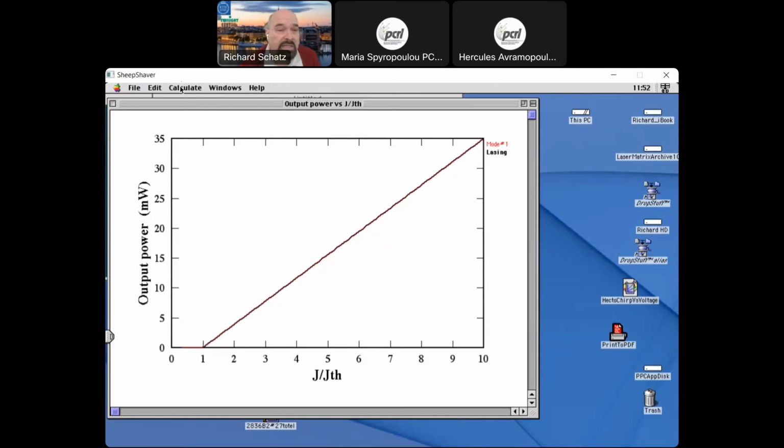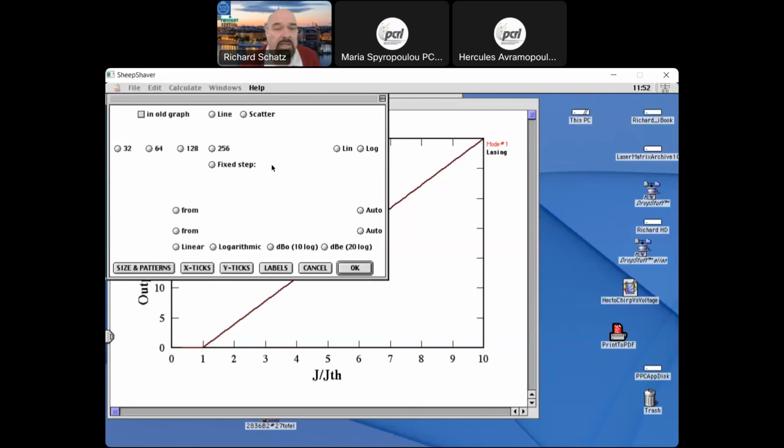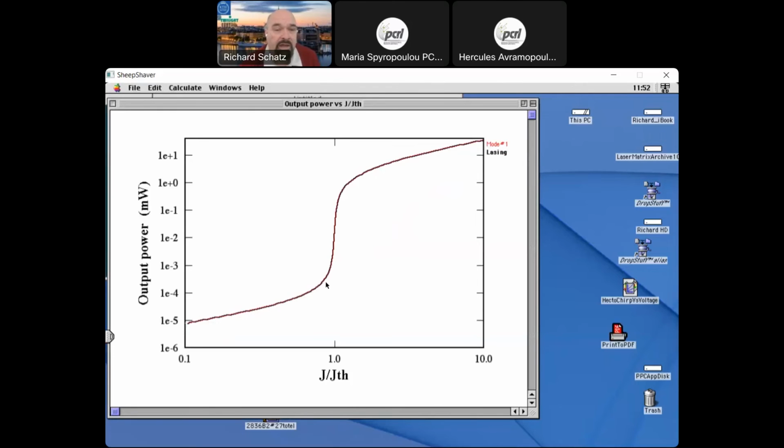Then we can see this instead in log scale. It's interesting. So I just change the scale here to log. And then we can see exactly what happens here at threshold, how you see the output power very rapidly increases here and then increases here.